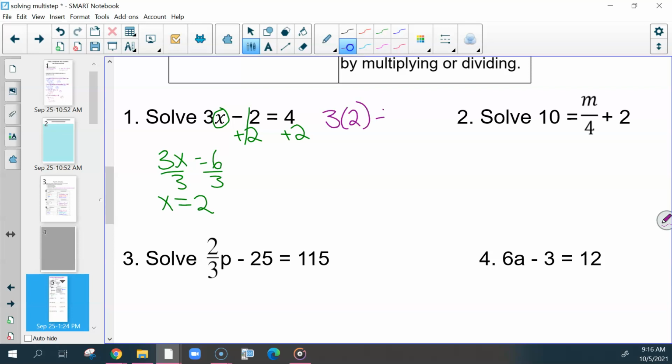3 times 2 minus 2 equals 4. 3 times 2 is 6. 6 minus 2 is 4. 4 equals 4. That works. So after each time you solve an equation, you should also be checking it. Make sure it works.